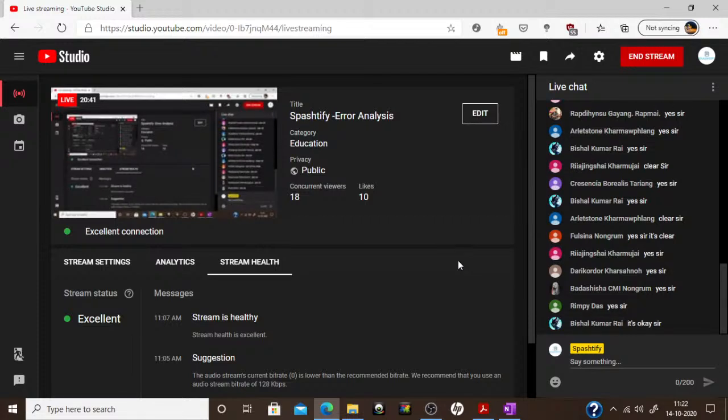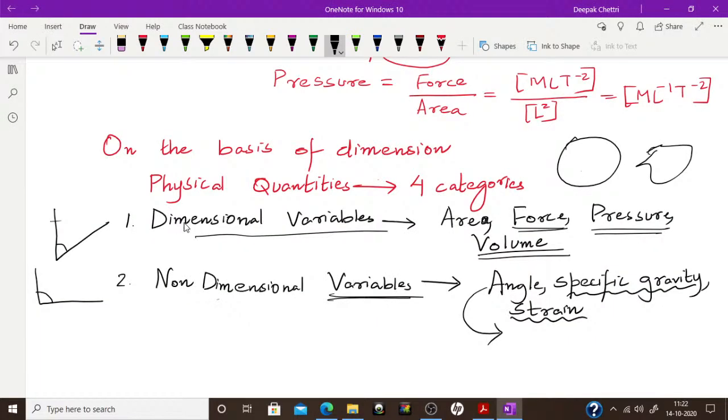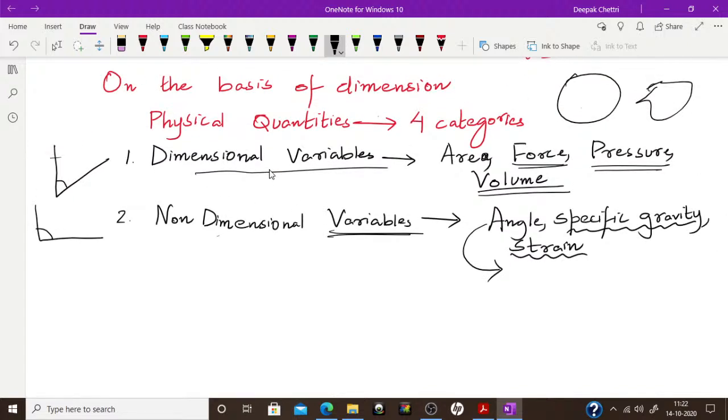Okay, so those are your variables. Now constants. Now we'll talk about the dimensional constants. So again, these are quantities which have dimensions, but they are constant, they do not change.